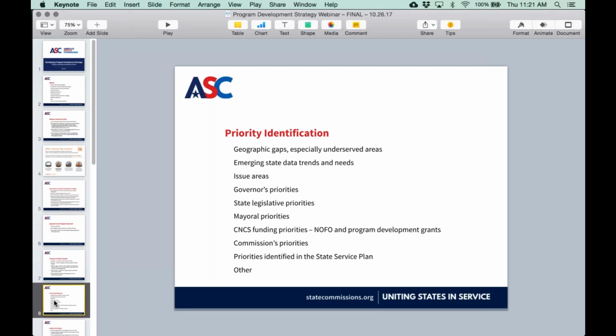And then also, and I think this is obvious as well, really taking a step back and asking what are the priorities of your commission, both your commissioners and your staff? Are there things that you all think are really important based on what you see in your particular state? And also, what priorities were identified in your state service plan? I know that some states utilize the state service plan more than others to really direct their work, but in either case, really understanding what are those priorities that you all have articulated over the course of several years, how can those really inform your grant making strategy as well?